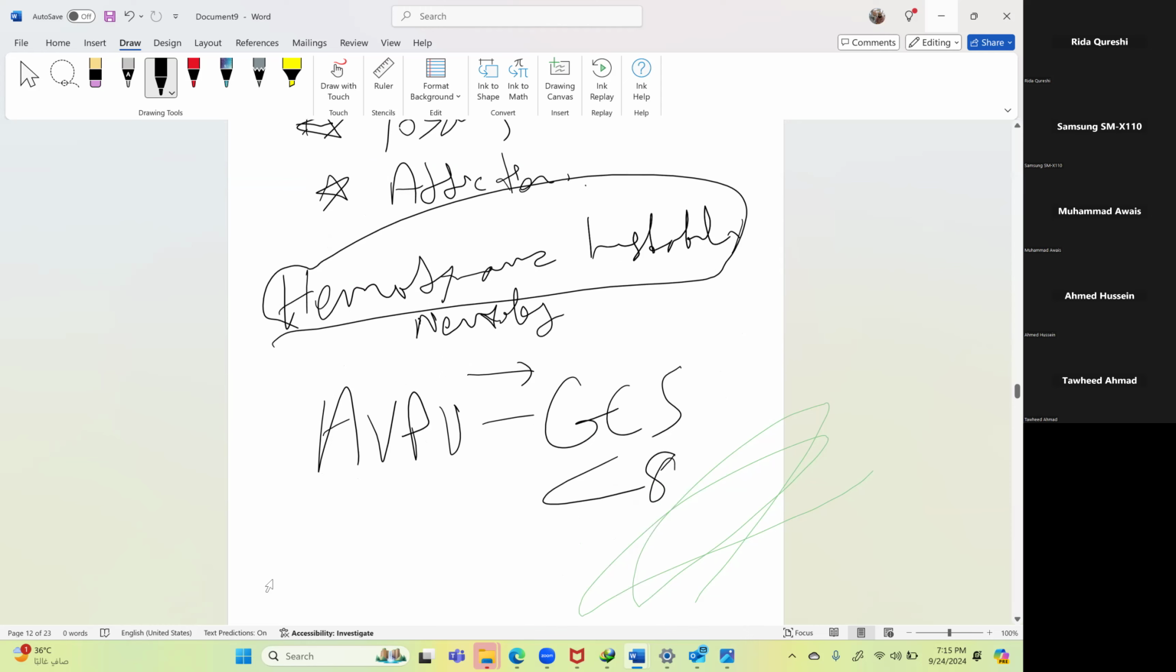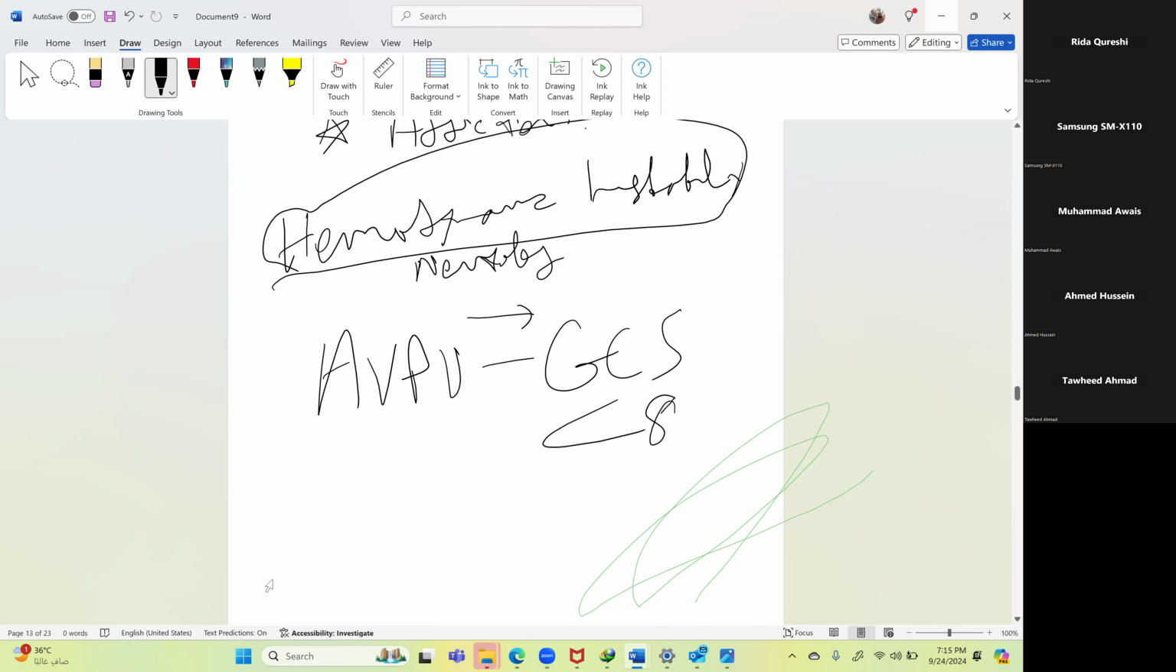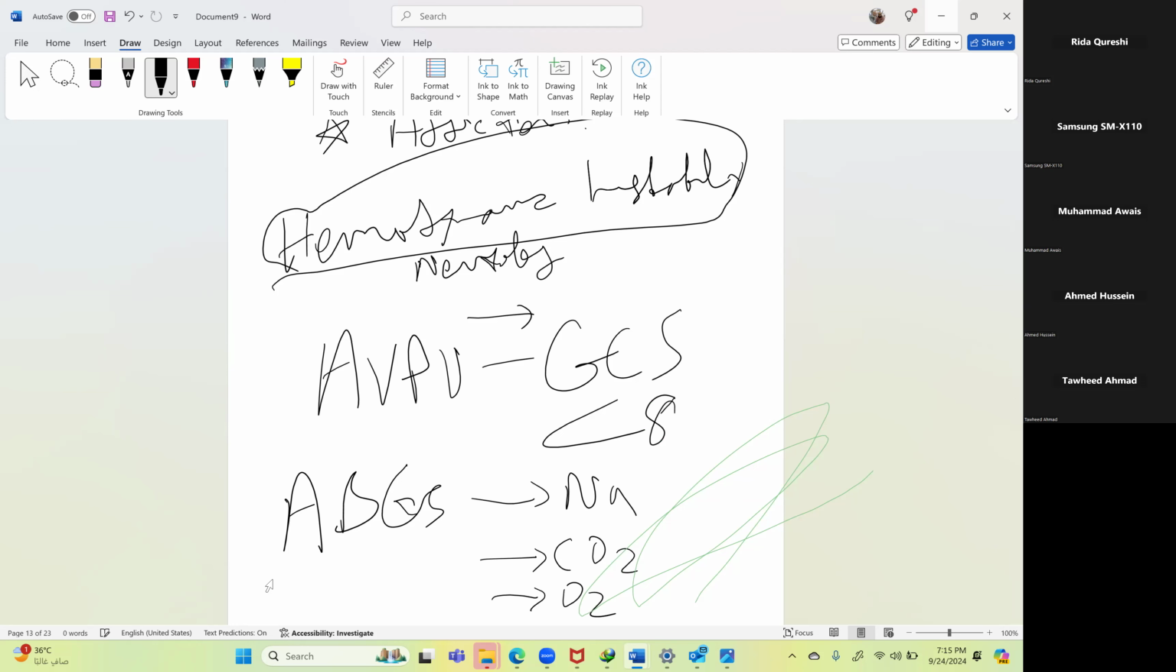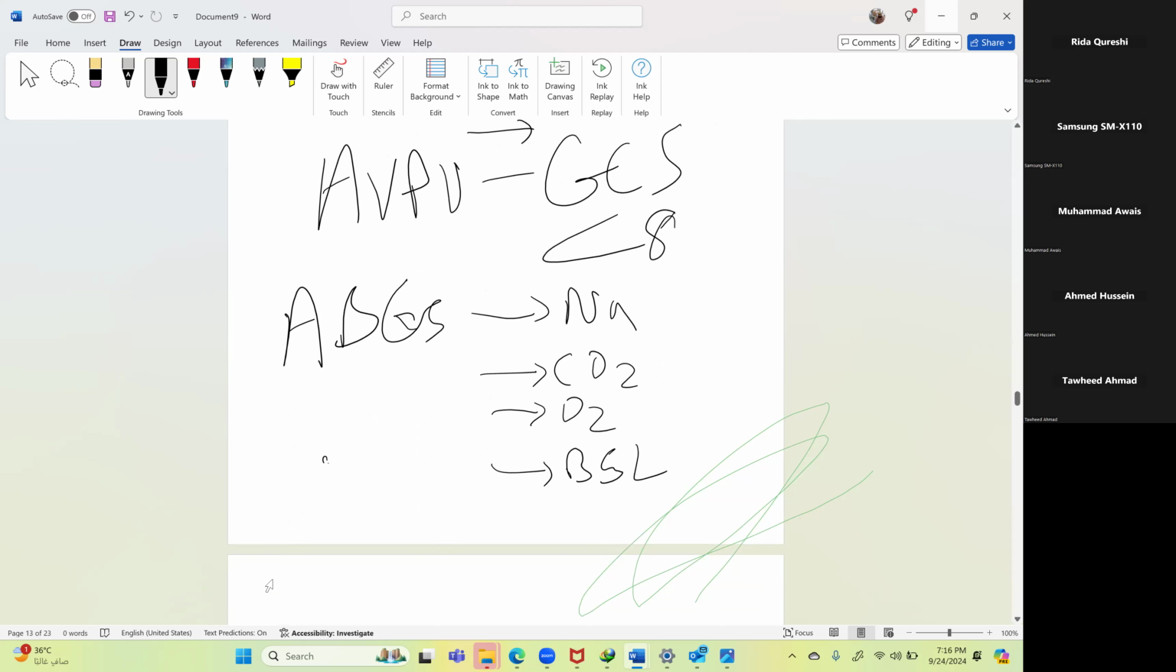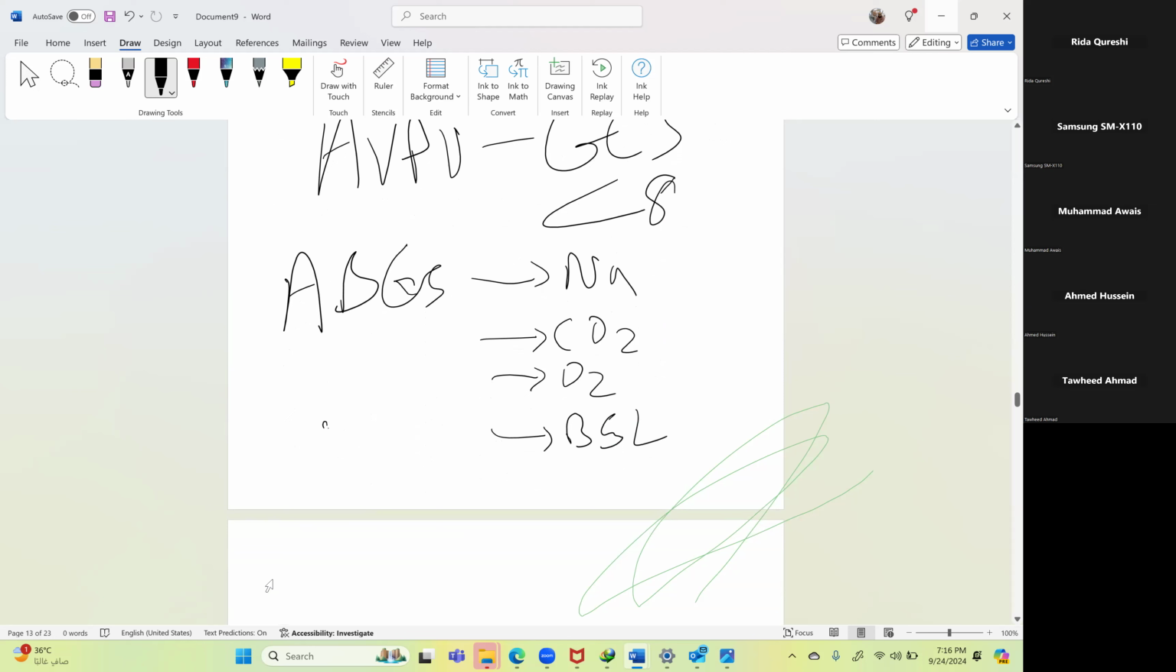Then your further approach will be, for example, ABGs. ABGs will rule out any problem with sodium, CO2 narcosis or PO2, so you will have some idea. You will check the blood sugar, which the ABG will also tell. And then what else? What will you be doing?